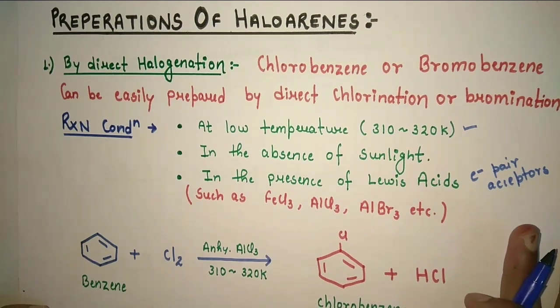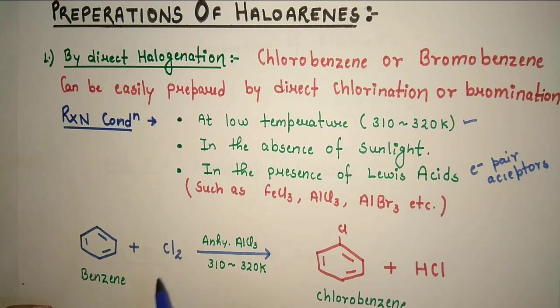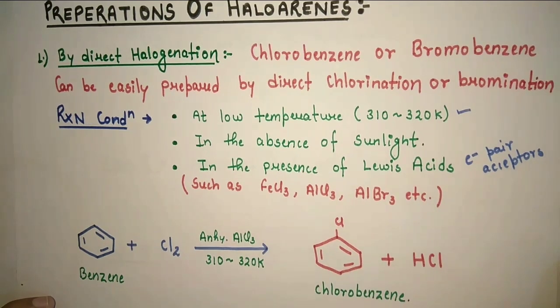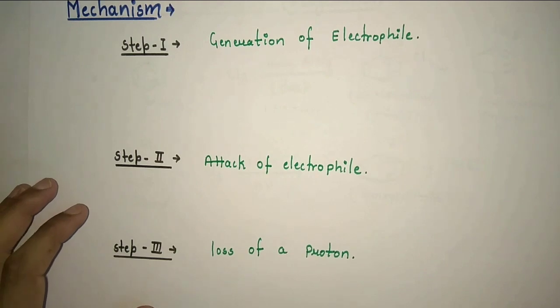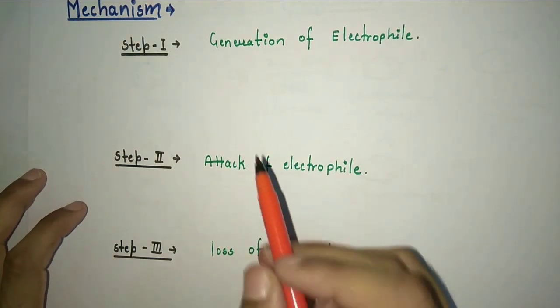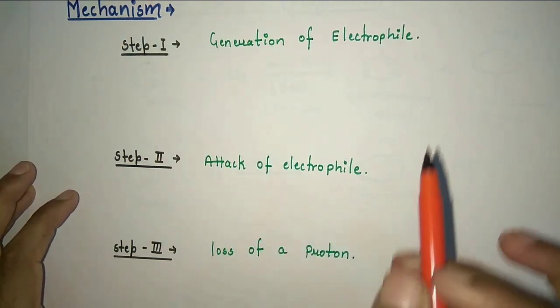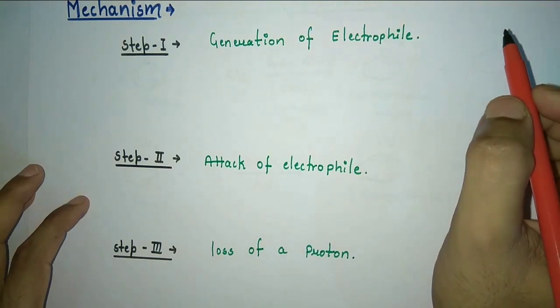So what will happen? This is our benzene and this is chlorine. When it reacts with anhydrous AlCl3 at 310 to 320 Kelvin, it leads to the formation of chlorobenzene, and HCl is the byproduct. The mechanism of this halogenation is quite simple, as it is an electrophilic substitution reaction.